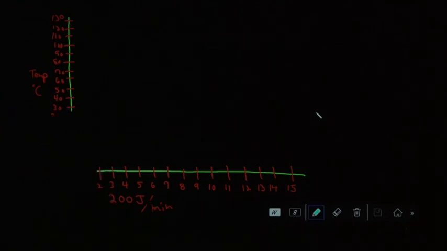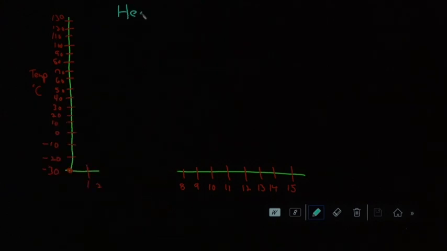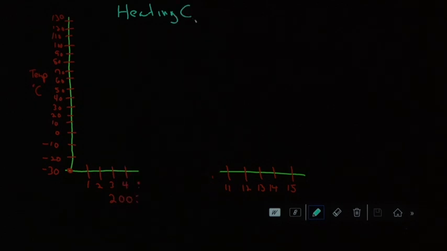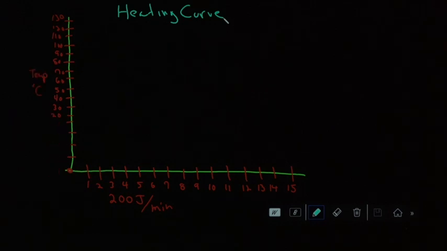And the first one we're gonna do is the heating curve. On the y-axis, I have temperature from negative 30 to 130. And on the x-axis, it's a little bit different. It's in minutes, but every minute we heat the solution up, it's gonna pump in 200 joules of heat energy. Every minute is 200 joules heat energy. We are going to start right here at negative 30. And at negative 30, obviously, water is totally frozen.